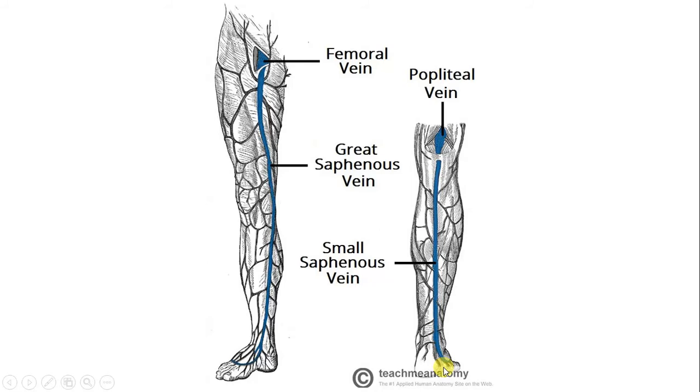Here we can see the small saphenous vein, which is posterior to the lateral malleolus, and then it runs inwards, coming to the posterior side in the midline of the leg, running upward, and here is the opening in the deep fascia, and then it joins the popliteal vein in the popliteal fossa. So that is the small saphenous vein, and that is the great saphenous vein.